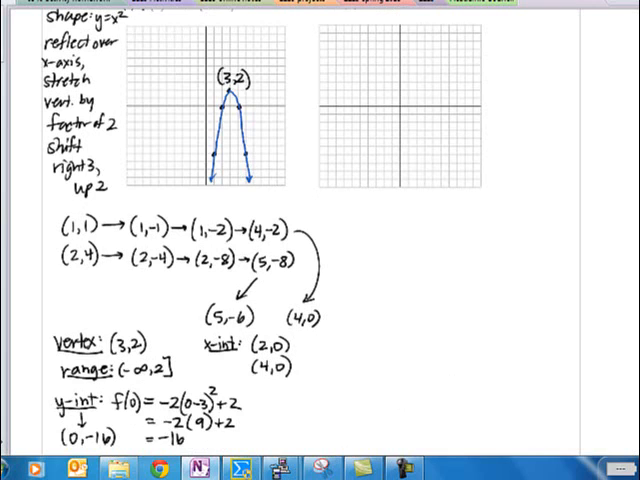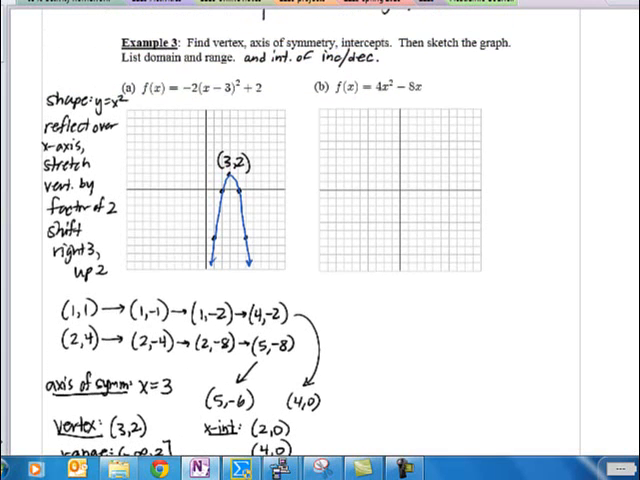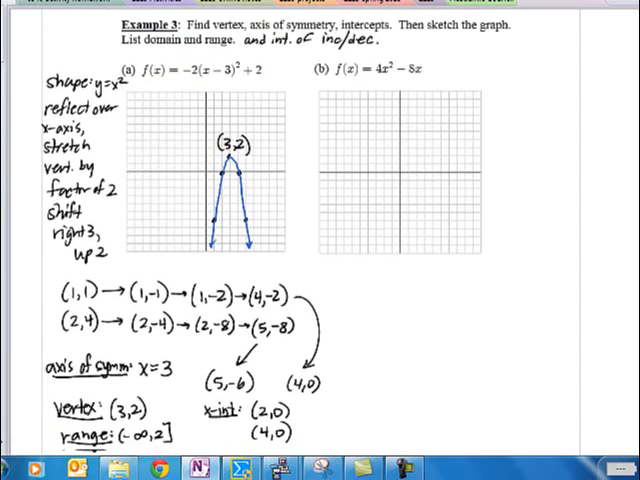The axis of symmetry is going to go through the vertex. So that's going to be x equals 3, vertical line through 3. And what else did we need here? Domain, range, we have axis of symmetry, vertex, intercepts. Oh yes, intervals of increase and decrease. Remember, those are x intervals.